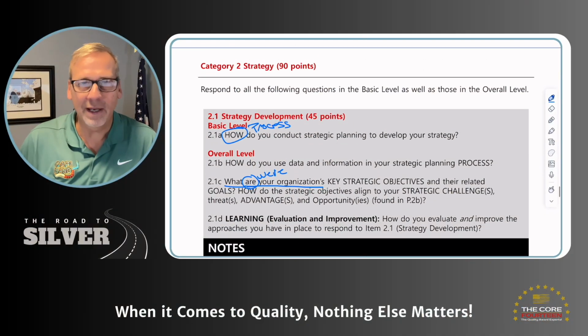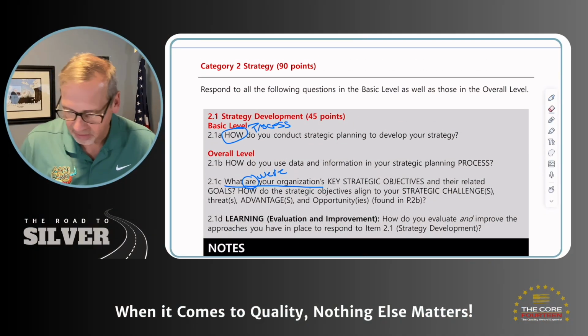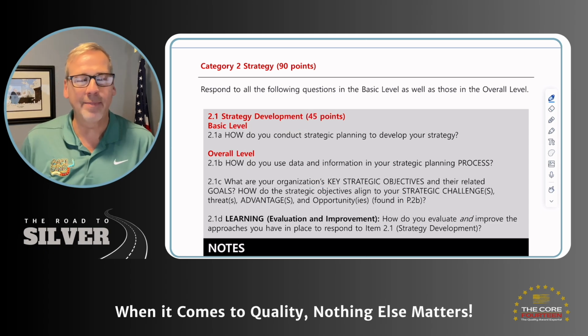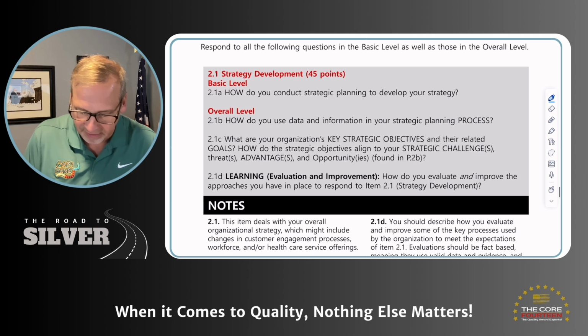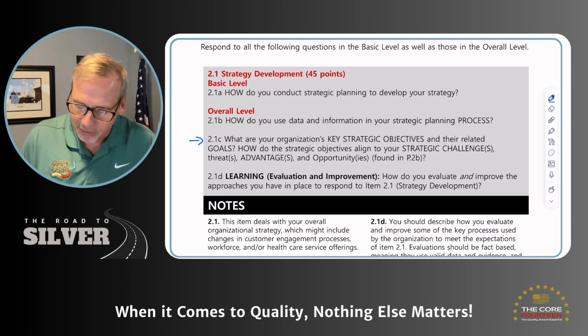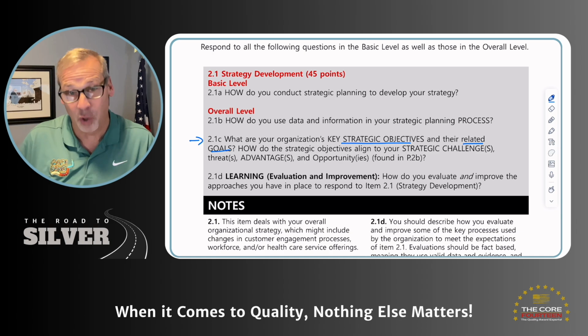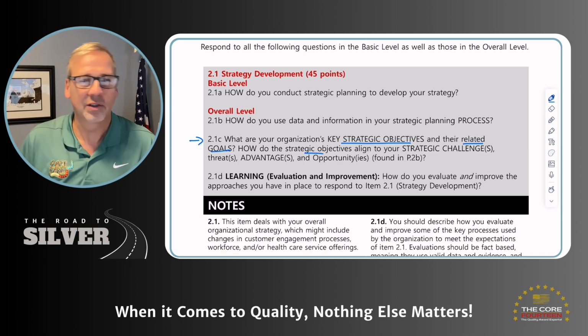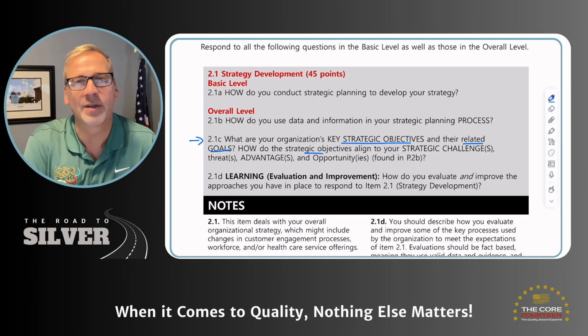So let me try to show you, this is from the last video. Let me go ahead and get rid of this. The biggest question that I've been getting regarding 2.1c, this is the question that we're looking at, has to do with what are your key strategic objectives, what are your key strategic objective goals, and then how do they relate to your challenges, advantages, threats, and opportunities.